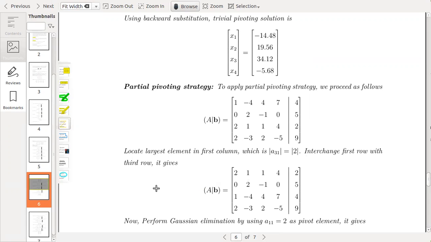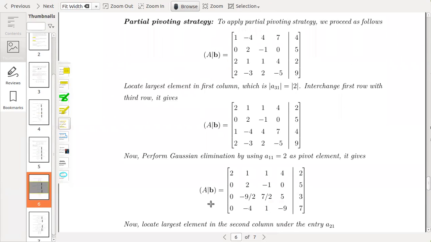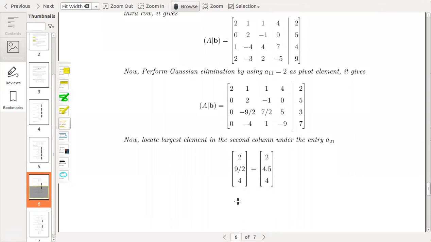Interchange the first row with the third row. It gives 2 0 1 2. Okay. Now perform Gaussian elimination by using a11 as a pivot element. So we reduce this first column as desired. Okay, next we will perform operations on this second column, and apparently this 2 is the second diagonal entry and is the pivot element.